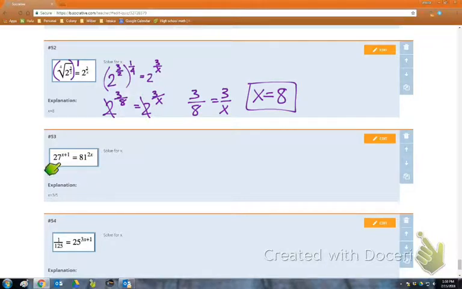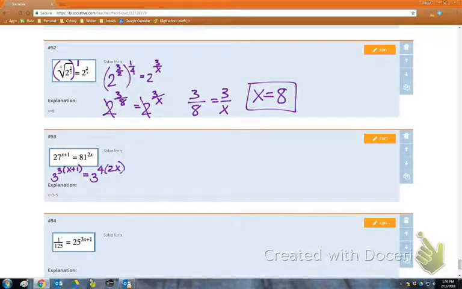For the second one, up here we were able to cross off the bases because they were both equal to each other. In this example, the bases are not equal to each other, so I can't cross them off yet. However, I can rewrite 27 and 81 as a base of 3. 27 is 3 to the 3rd power, and notice it already has an x plus 1, so let's not forget about that in the exponent. 81 is 3 to the 4th power, and it already has an exponent of 2x. Let's not forget about that.